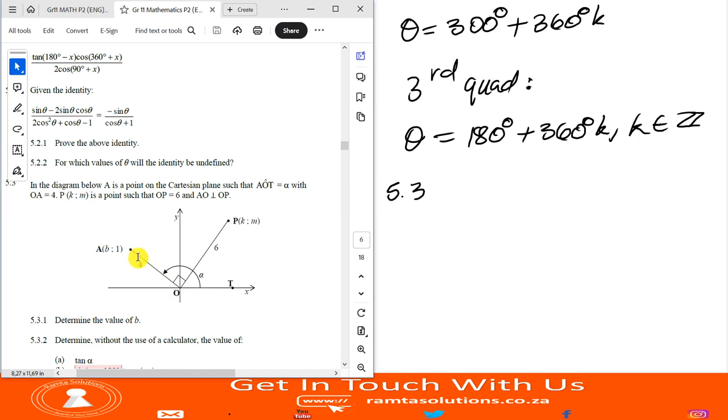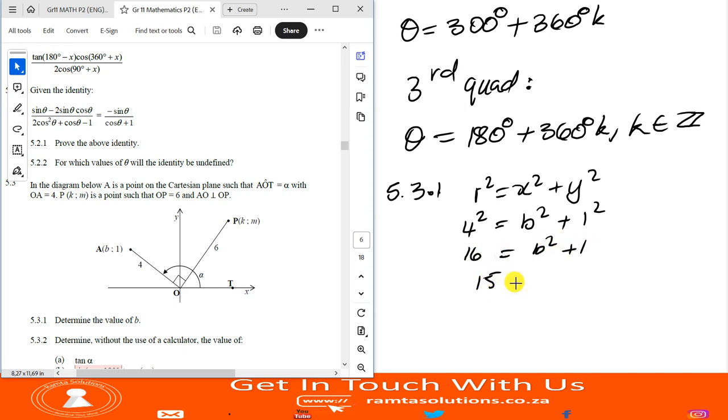We're not going to waste our time. We know that if we draw a line here, it will be perpendicular to the x-axis. So this is where we use Pythagoras theorem. We know r squared equals x squared plus y squared. What is r? They give it to us, this is 4. So it's 4 squared. What is x? It's given as b. What is y? It's given as 1. So this is 16 equals b squared plus 1. So 15 equals b squared. So b equals plus minus square root of 15.